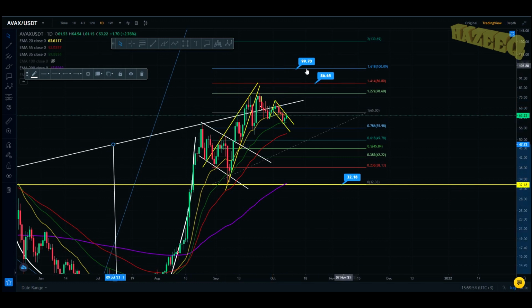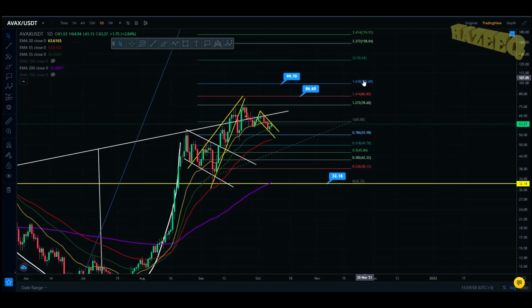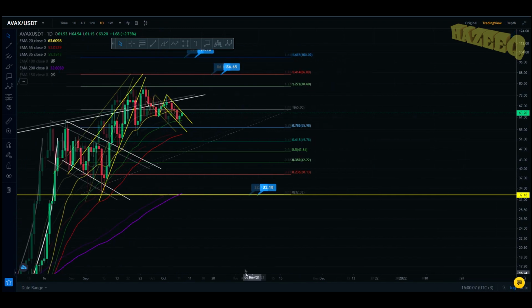So hopefully that's something we can get to, and that will give us the impulsive wave target of $100 over here, because from this swing high to this swing low, that's your impulsive wave target at $100. So yeah, we're looking very good.